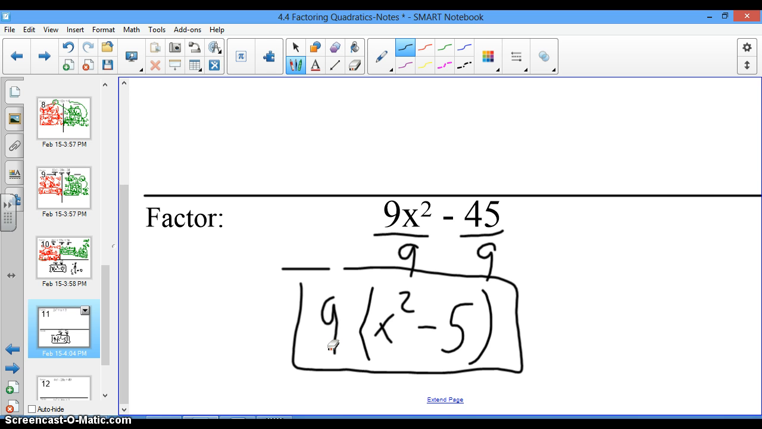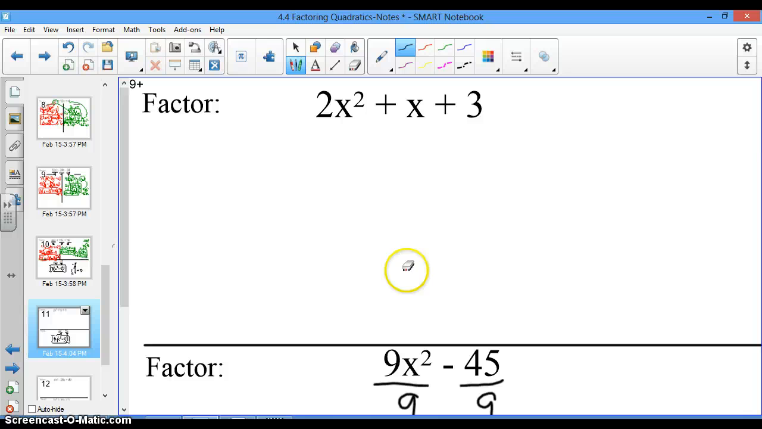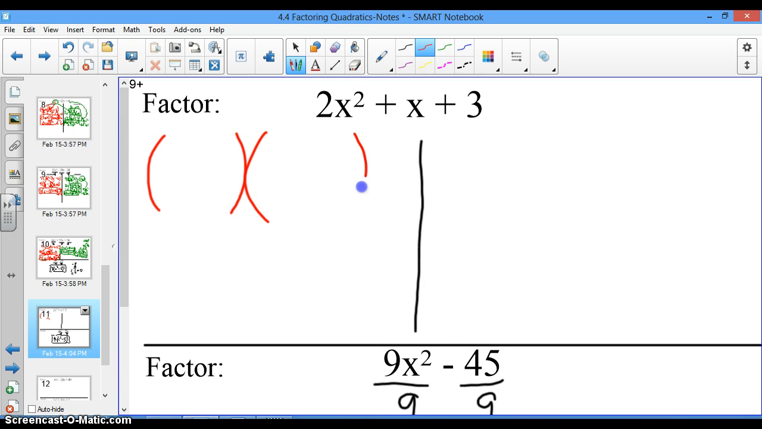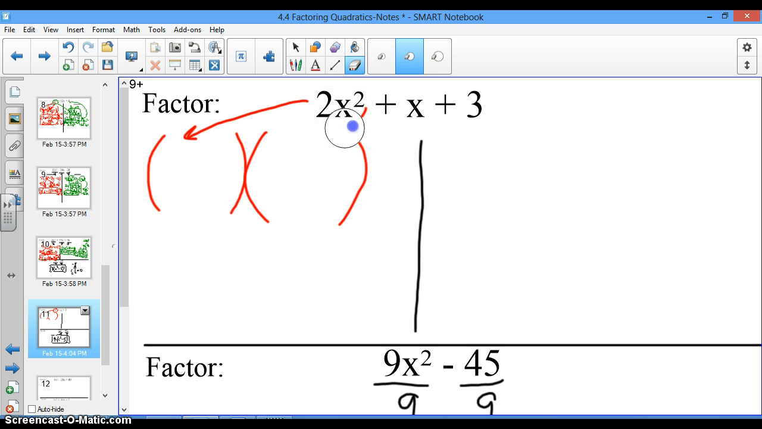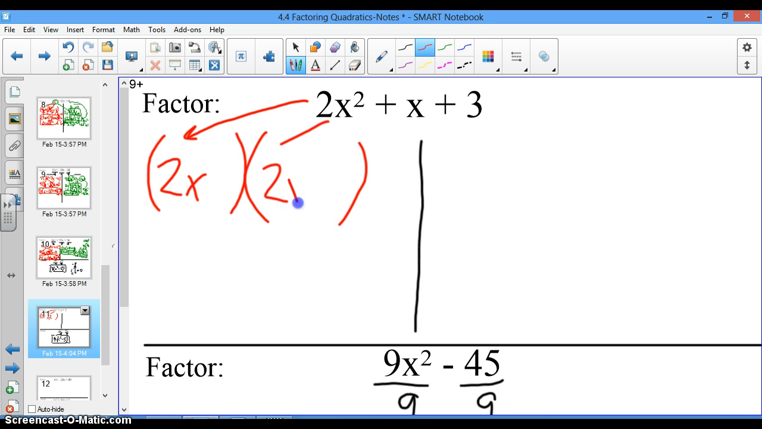One more here. Oh, sorry. We're going to go back up and do this problem. 2x squared plus x plus 3. There is no GCF. So, Schrock method. I'd go straight to writing my 2 parentheses. Put 2x at the beginning of each one.